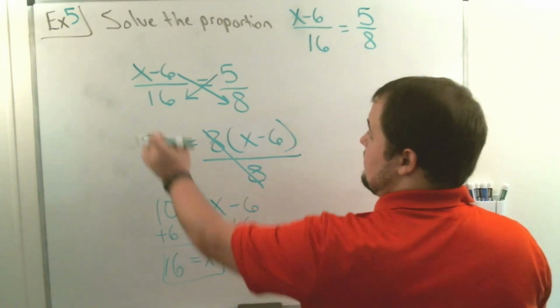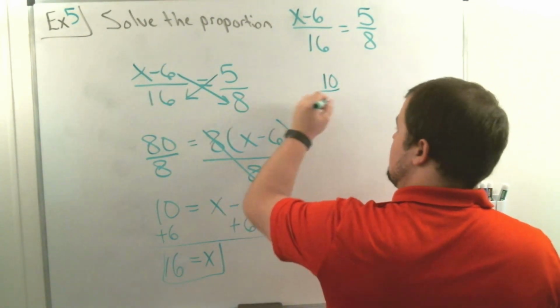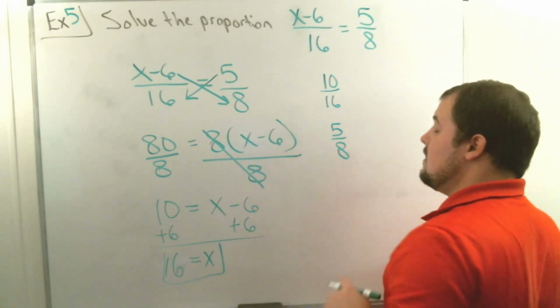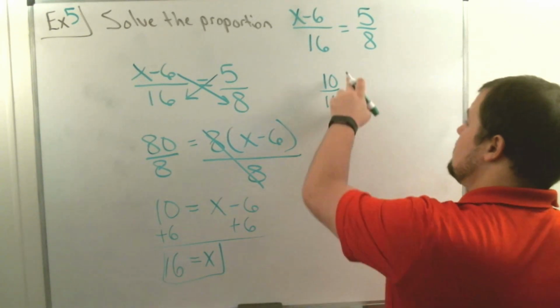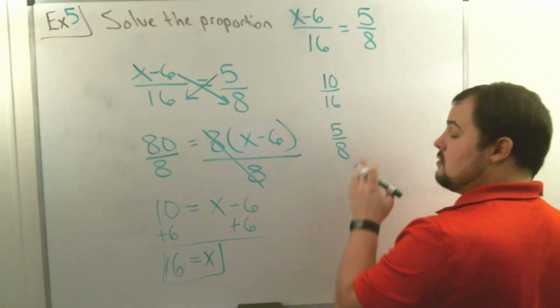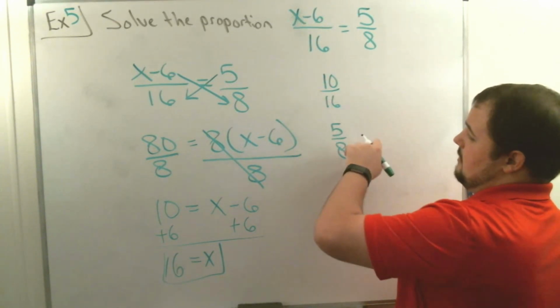We can check our answer. 16 minus 6, that's 10. 10 out of 16, and we have 5/8. Alright. Another way that you can check two fractions to see if they're equivalent is see if you can divide the top and bottom by a specific number to get to the other fraction, or even multiply the top and bottom by the same number and see if you can get to the other fraction.